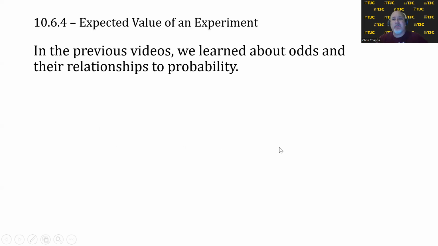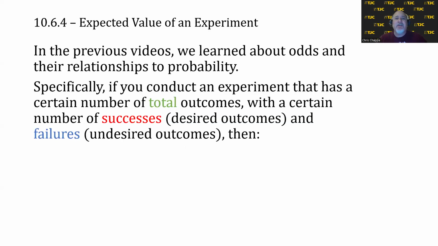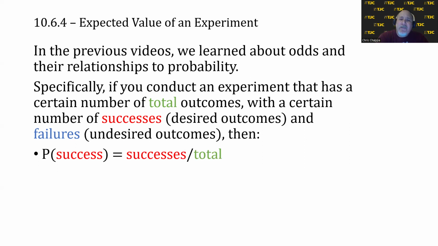Now, in the previous videos, we learned about odds and their relationship to probability. To summarize, if you conduct an experiment that has a certain number of total outcomes, with a certain number of successes, desired outcomes, and failures, undesired outcomes, then the probability of a success is the total number of successes divided by the total number of outcomes. You could also calculate the probability of a failure, which would be the number of failures divided by the total number of outcomes.